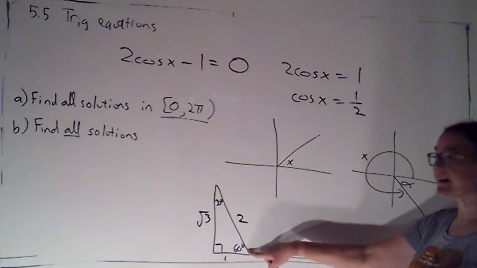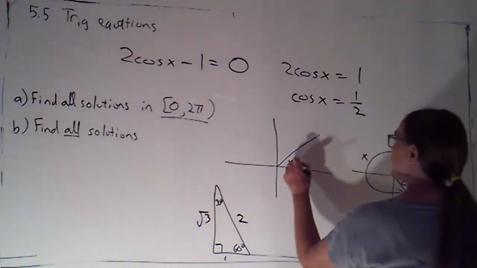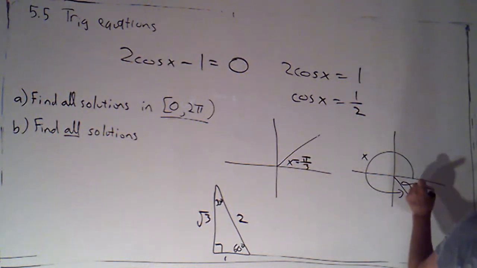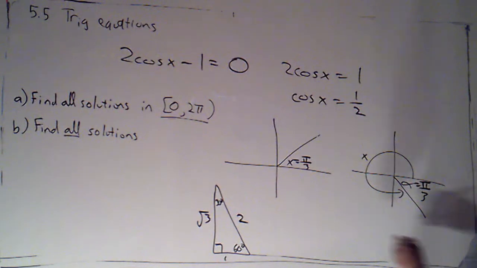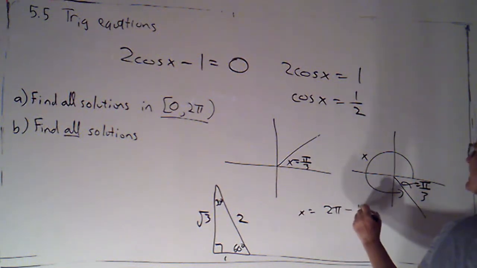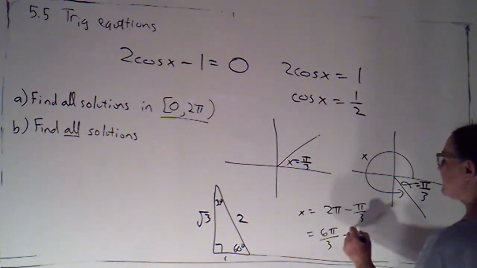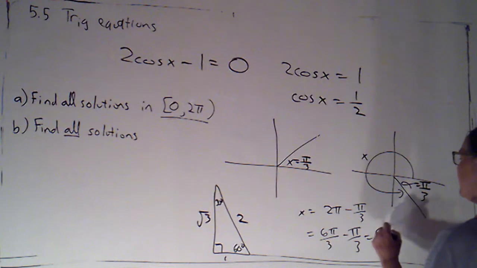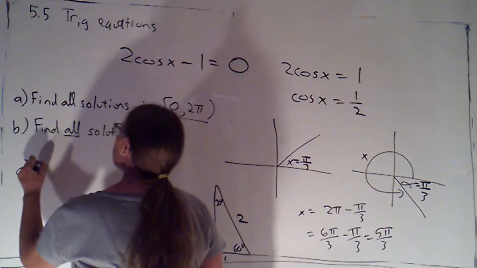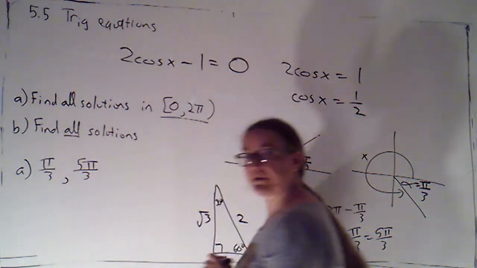Cosine of 1/2, that's going to be 60 degrees or pi over 3. Okay, so here x is pi over 3. Here alpha, my reference angle, is pi over 3. And this would be then x is 2 pi minus pi over 3. That's 6 pi over 3 minus pi over 3, or 5 pi over 3. Okay. So for part A, I've got pi over 3 and 5 pi over 3.